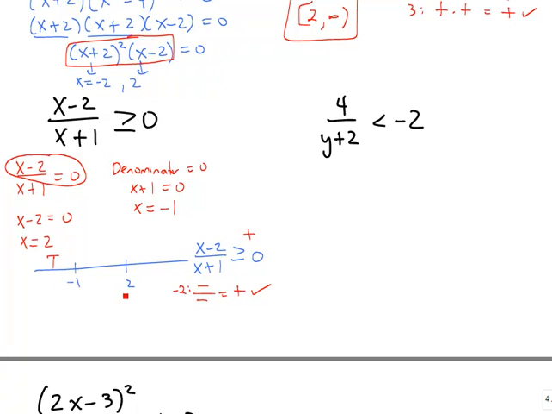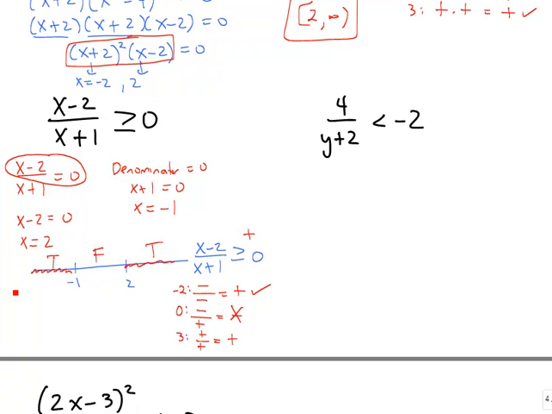If we check the next interval, -1 and 2, 0 lies between there. So 0 minus 2 on top will be negative. 0 plus 1 on bottom becomes plus, and a negative divided by a plus is negative. That's not what we want. So this is going to be false. For the last interval, something bigger than 2, I could try 3. 3 minus 2 is plus. 3 plus 1 is plus, and a plus divided by a plus stays plus, so that's true. So it looks like our solution is going to be here and here.